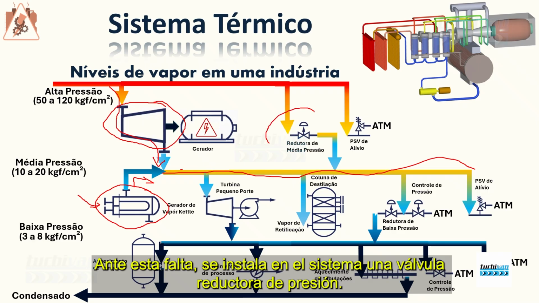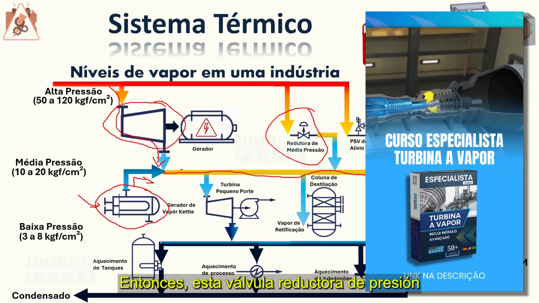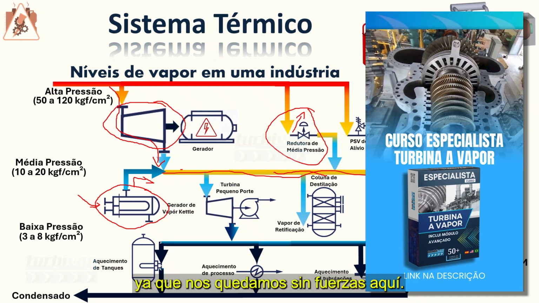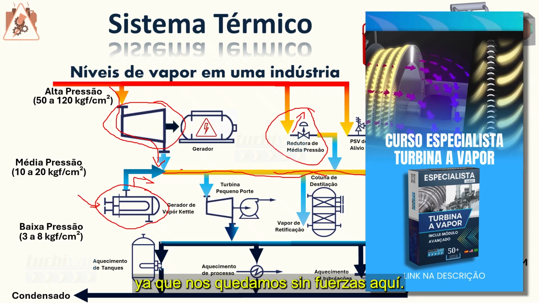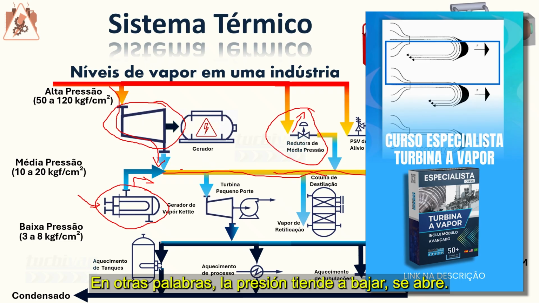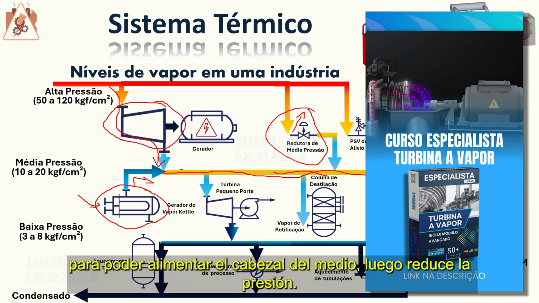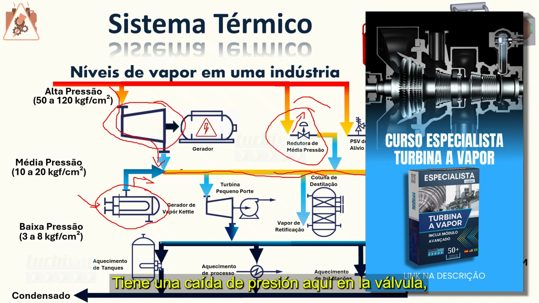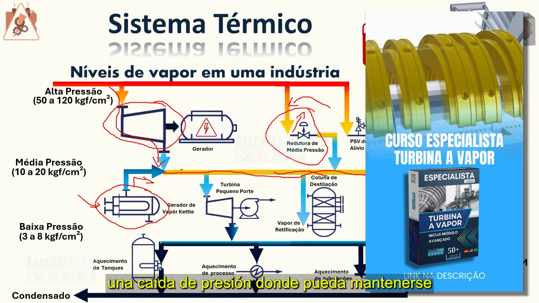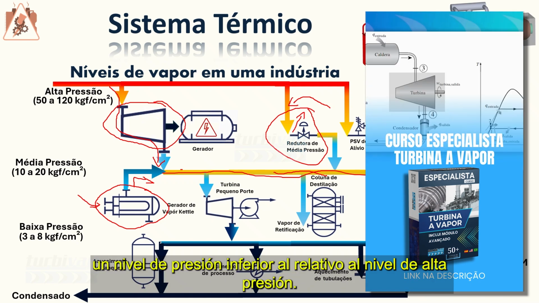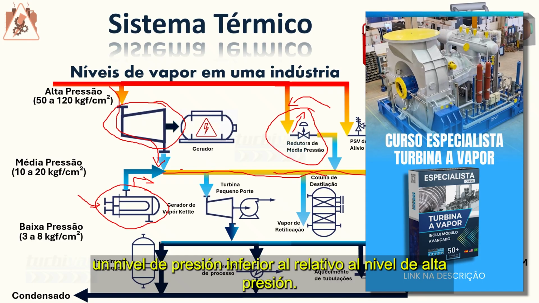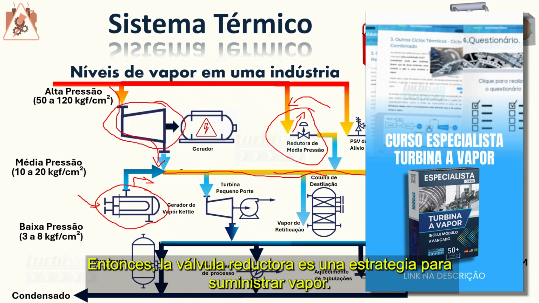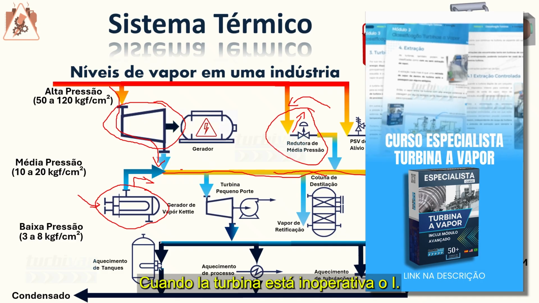So to supply this lack, a pressure reducing valve is installed in the system. This pressure reducing valve will see the pressure on the medium header and will open as we run out of steam here. In other words, the pressure tends to drop, so it opens to feed the medium header, reducing the pressure. It has a pressure drop at the valve, where it can maintain a pressure level lower than the high pressure level. So the reducing valve is a strategy to supply steam when the turbine is inoperative.